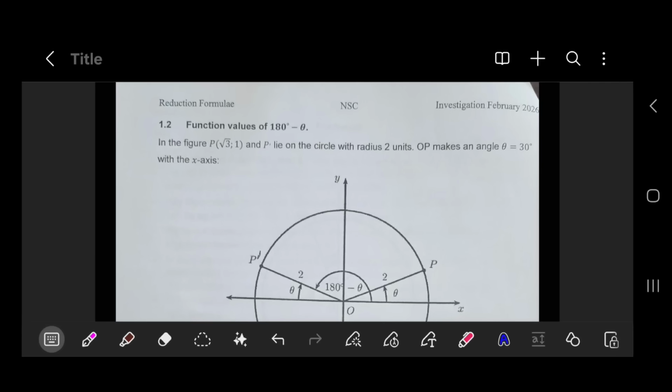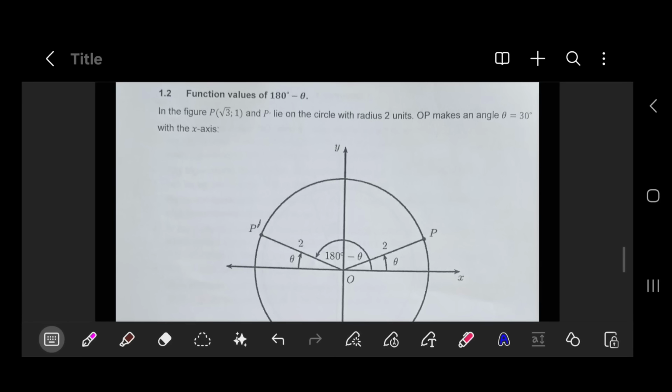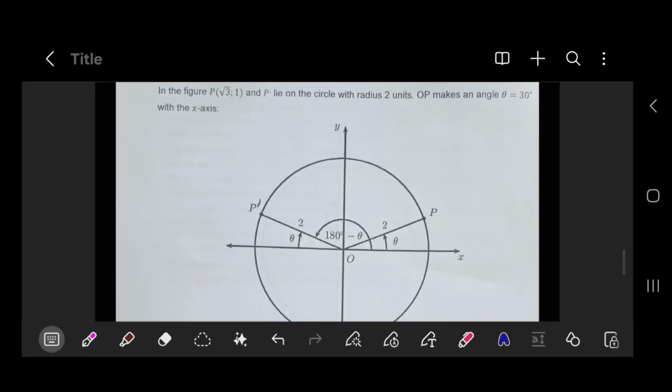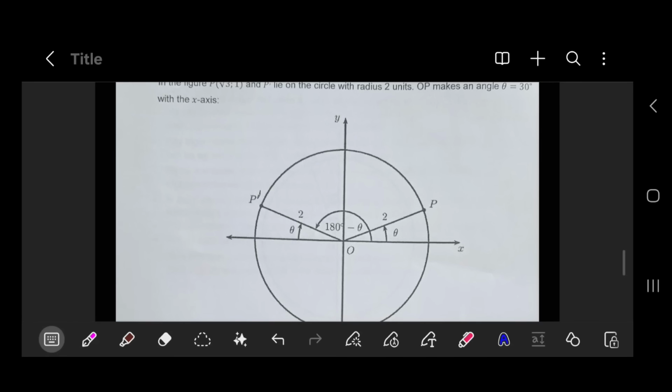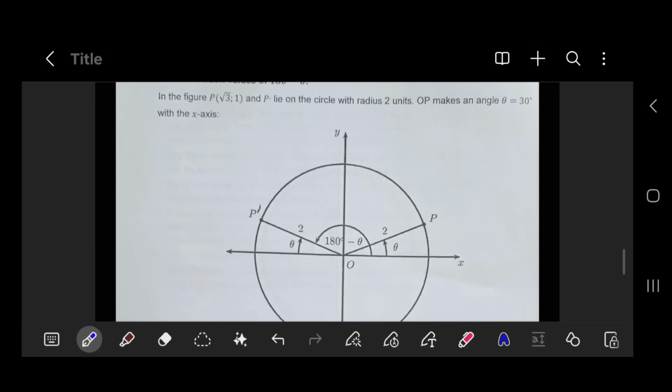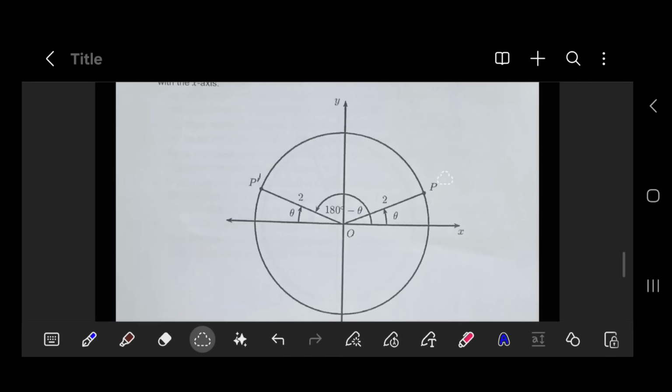We're now moving on to 1.2, and these are function values of 180 minus theta. It says in the figure, point P is (square root 3, 1), and the image of P lies on the circle with the radius of 2 units. OP makes an angle of theta equal to 30 degrees with the axis. So let's fill in those values that are given. The values are the same as before, where the coordinates of P are (square root 3, 1).